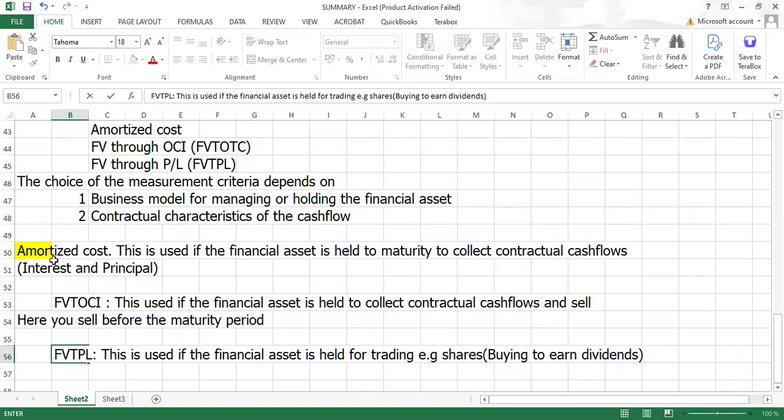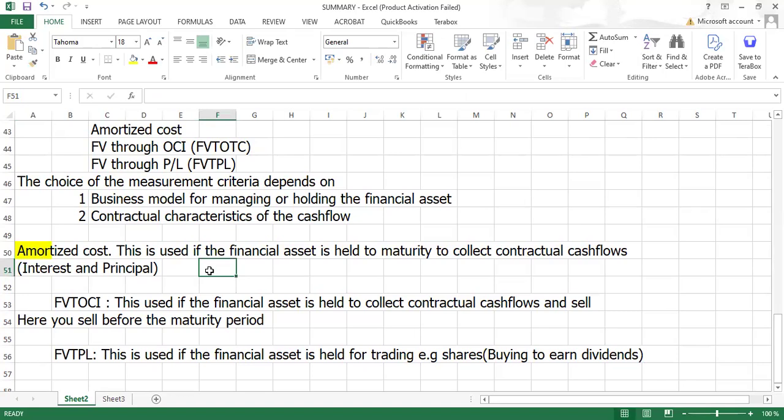For example, when it comes to amortized cost, you look at treasury bills. You buy for like 3 months or 6 months. And you expect to earn interest and get your principal at the end. Okay. So that's something you must understand.